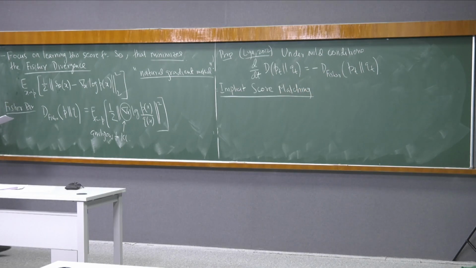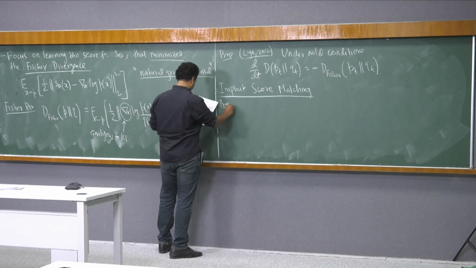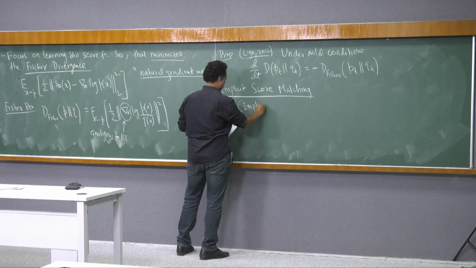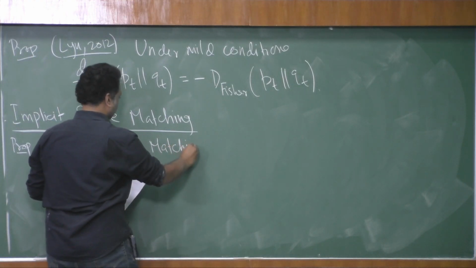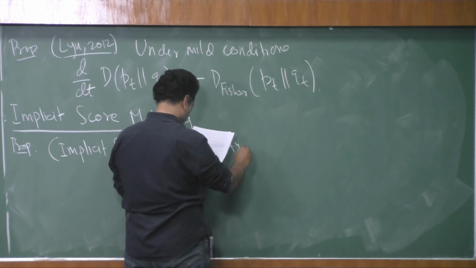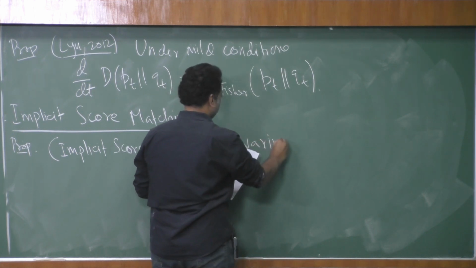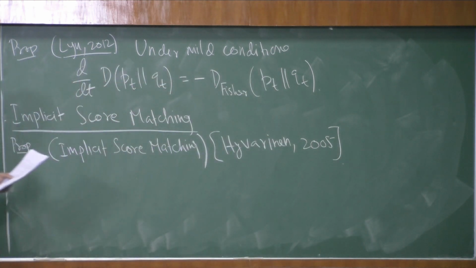Yeah, I already said that, so I'm not going to repeat it. We will use this proposition which is called implicit score matching, and this is by, it's hard to pronounce this name, Hyvarinen, 2005. Okay, so this result was proved there, and basically the whole idea is to make these objectives tractable.